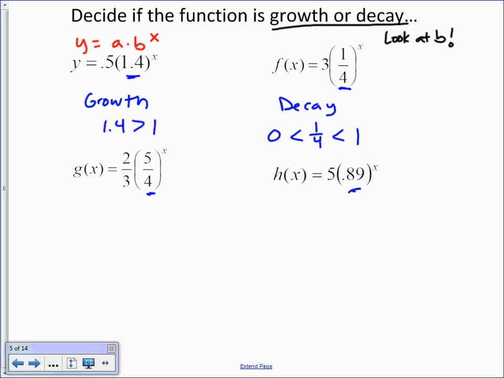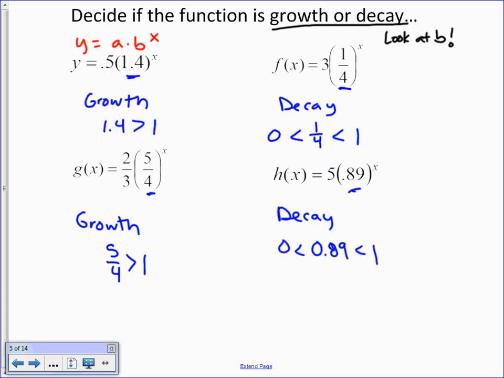Juliana, what about g of x? Why do you say growth? Because 5/4 is greater than 1. So anytime you have an improper fraction, it will be greater than 1, and hence our growth. And then Bailey, what do you guys say for h of x? I said decay. Because? Because it's less than 1 and greater than 2. Oh, less than 1, greater than 0.